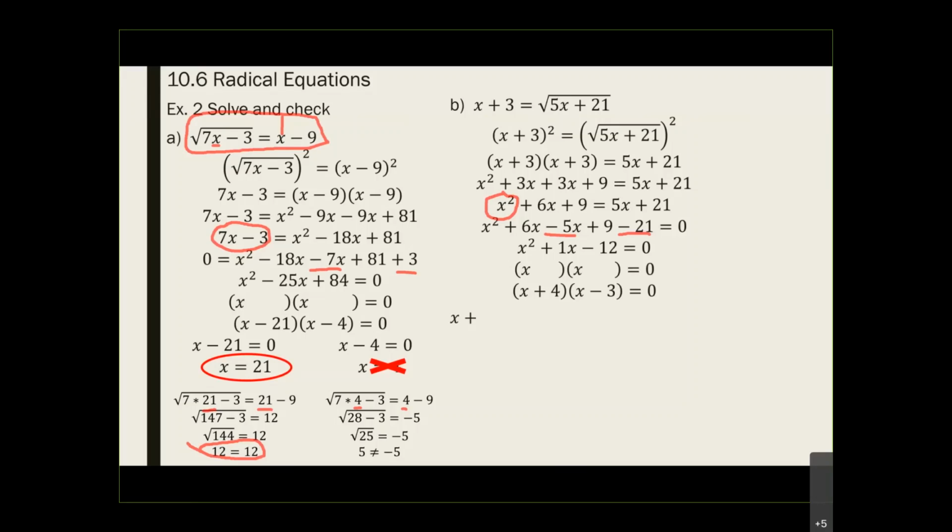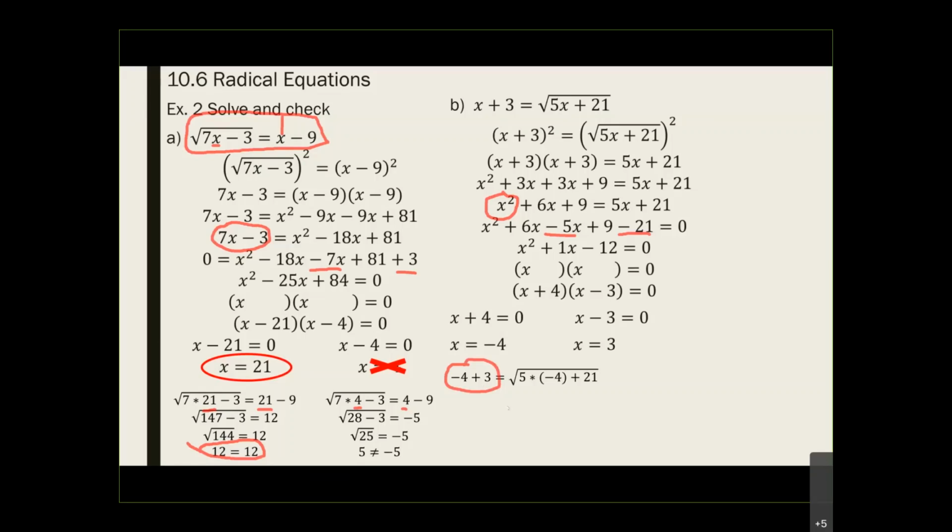And we have to solve this: x plus 4 equal to 0, x minus 3 equal to 0. That gives you x equal to negative 4 and x equal to 3. And again, particularly for this square root problem, you have to check your answer. If you check your answer, looking at this here, everybody see right here. All I did was I plugged in negative 4 wherever my x is.